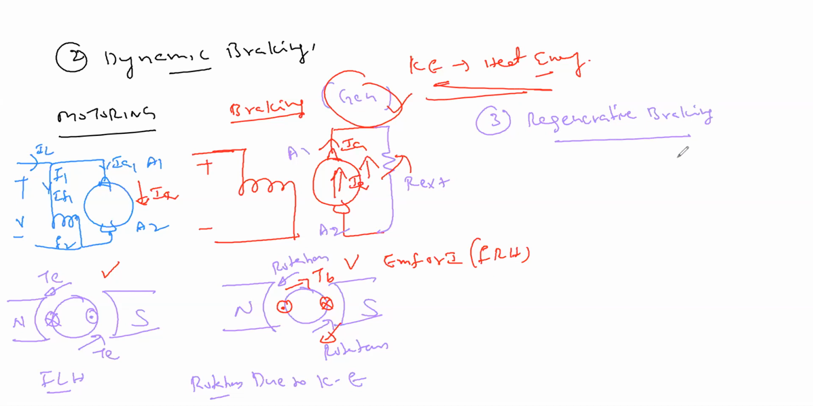What is called regenerative braking: the energy which is wasted in the form of heat can be addressed here. So what are we doing here? In this method the speed will not become zero. You cannot make the speed zero, but speed can be reduced. How can we reduce it?